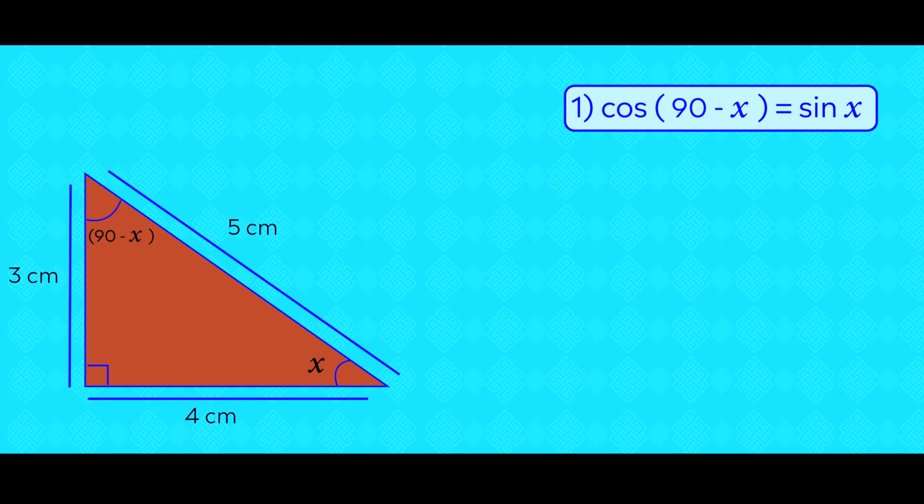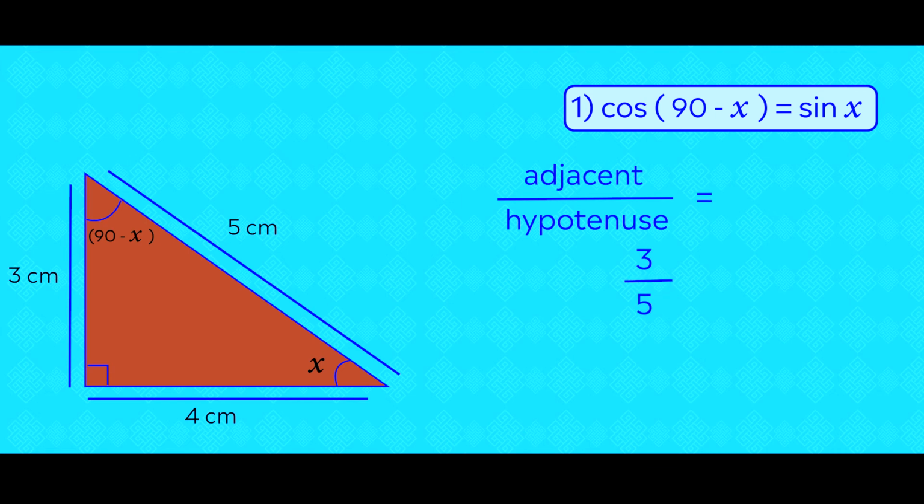To solve the left-hand side of the equation, we use the cos ratio. That is, cos of x, as we already know, is given by adjacent divided by hypotenuse. The adjacent is 3 and the hypotenuse is 5. So upon substitution, we get 3 over 5 in the left-hand side.